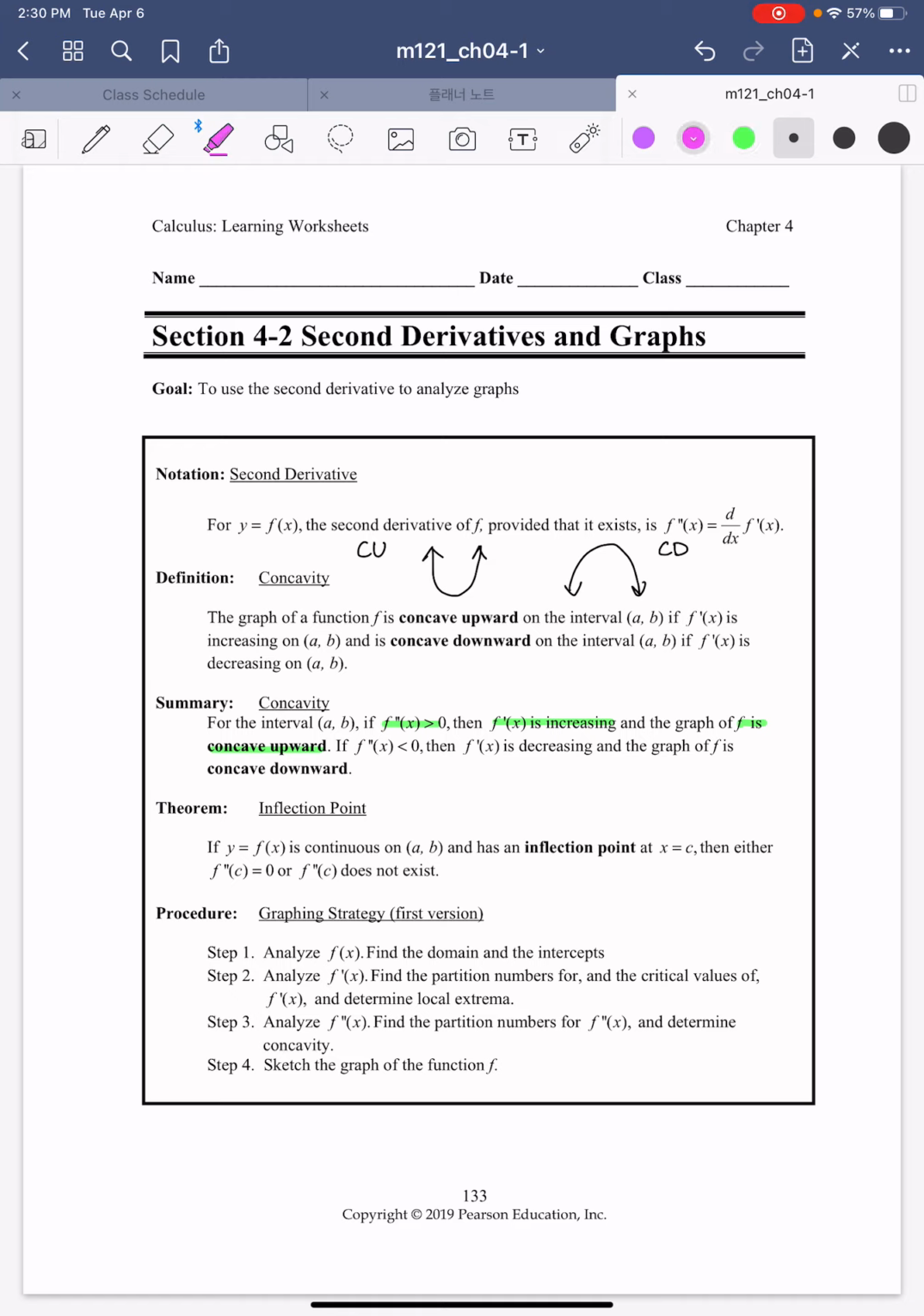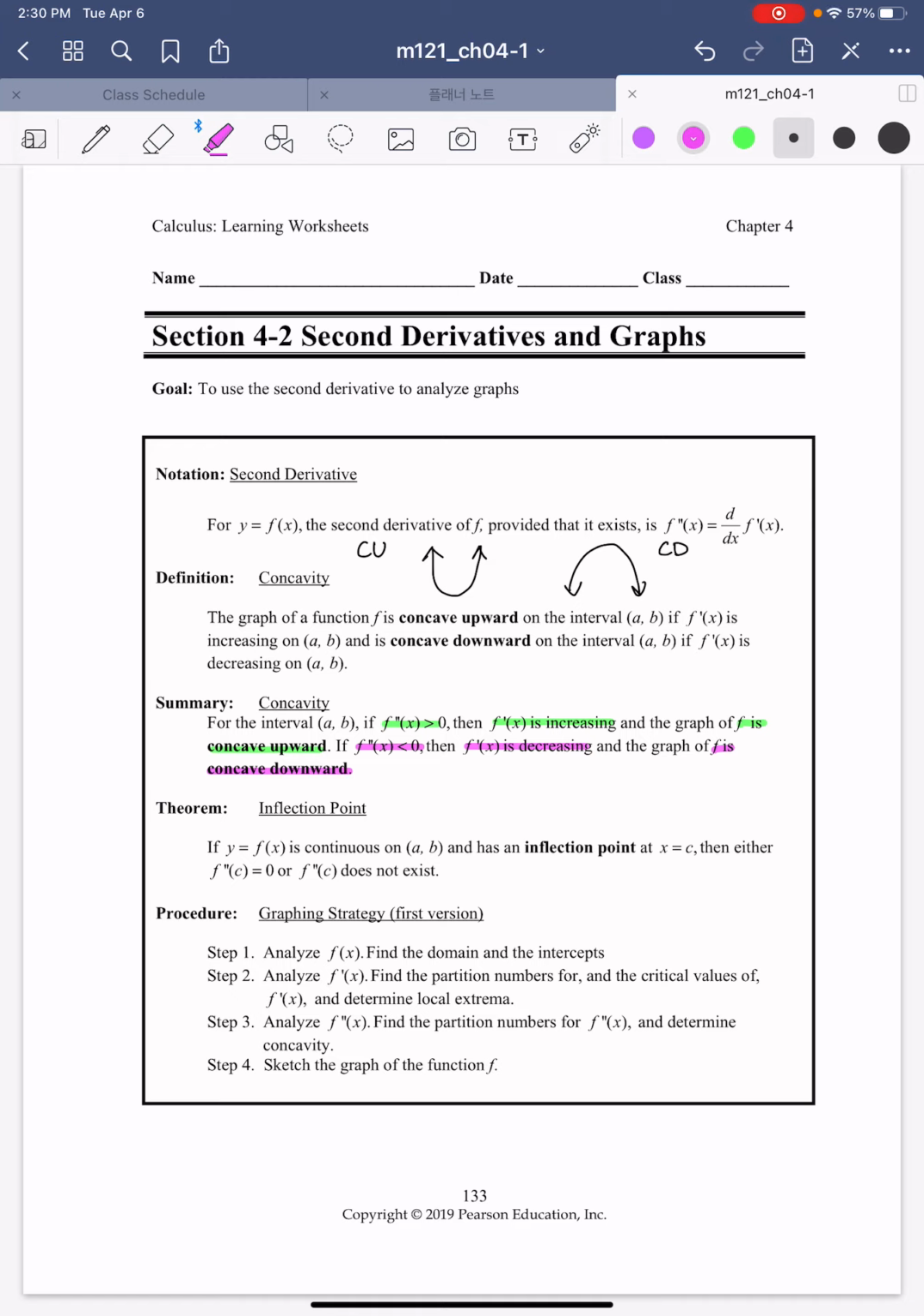If your second derivative is a negative value, f prime is decreasing, and the graph of f is concave down. So two pieces of information: the second derivative tells you something about the first derivative, whether it is increasing or decreasing, and also about the original graph, whether it is concave up or concave down.